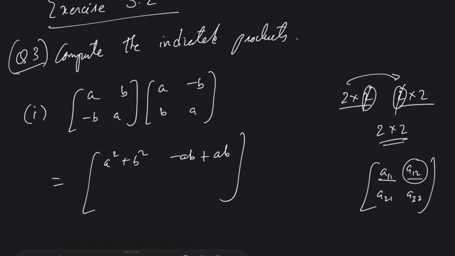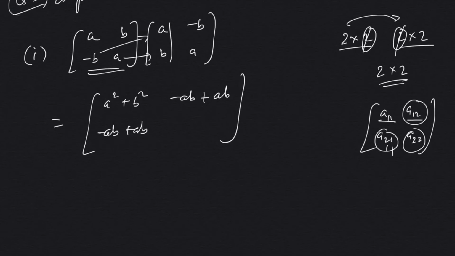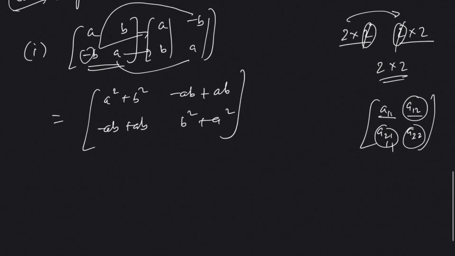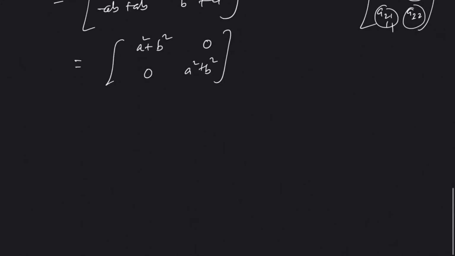Continuing with the second element, A21, second row first column: minus AB plus AB. We will multiply and add the corresponding elements. I repeat again. Next, second row second column: minus B into minus B plus B square, A into A plus A square, because minus into minus will be plus, so we have plus B square. So our resultant will be A square plus B square, 0, 0, A square plus B square.